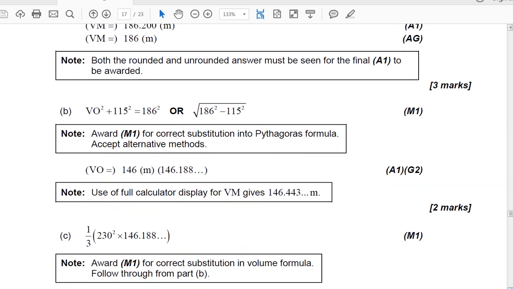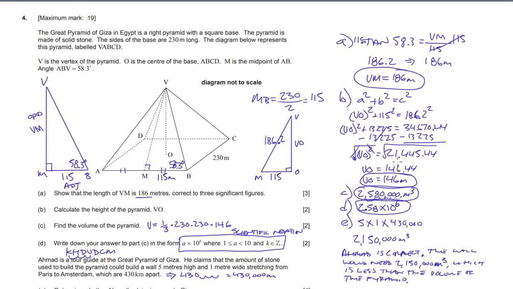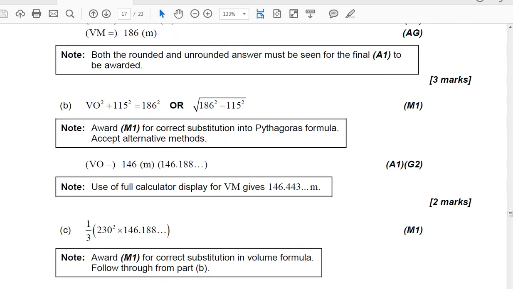So let's see. Part B: VO squared plus 115 squared equals 186 squared. We had that, and we ended up getting 146.188. I think actually we just put 146.2, didn't we? We have 44, and they have 188. Oh, use of full calculator display for VM gives 146.443. Okay, that's good. But we rounded to 146, so we should be okay on that one.